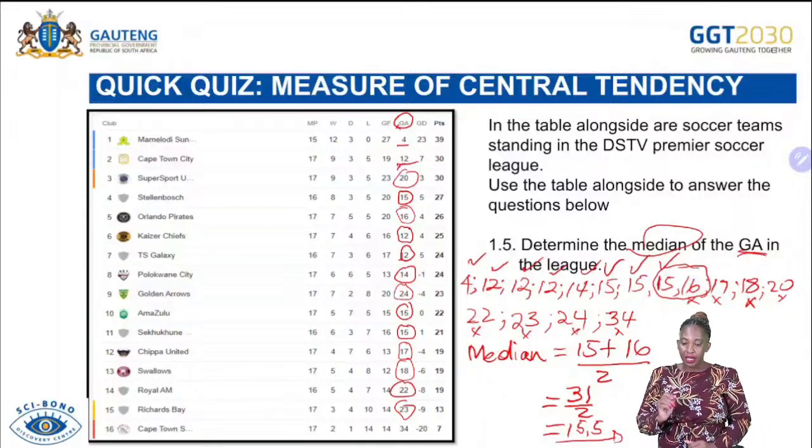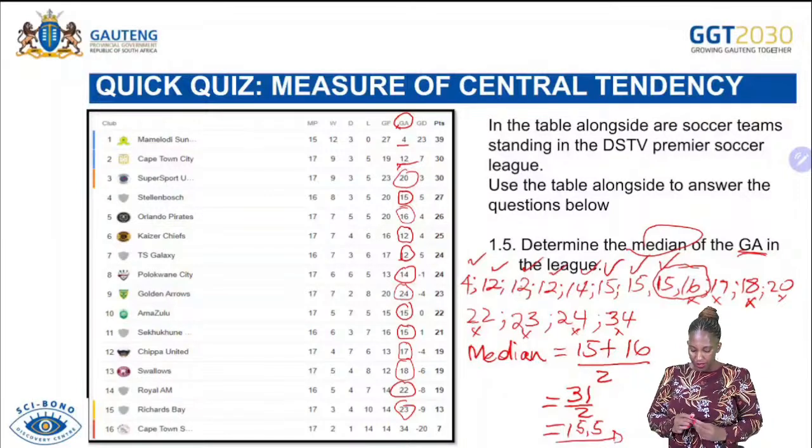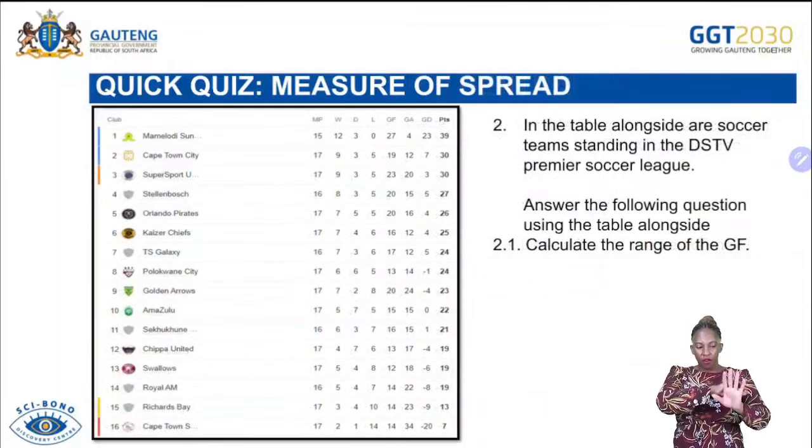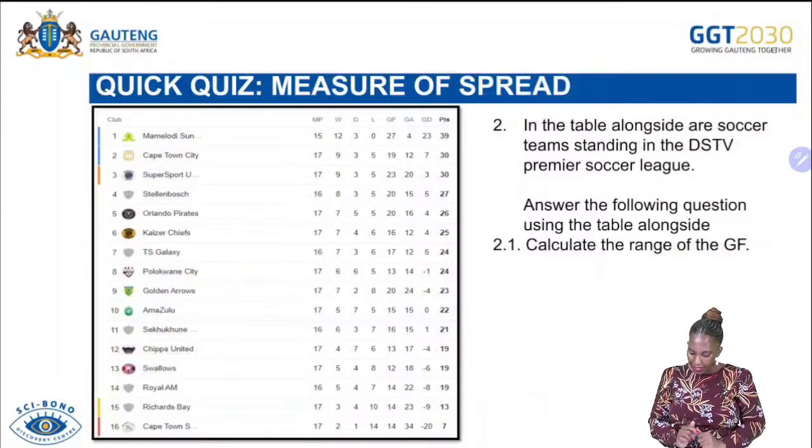So boys and girls, remember when I was demonstrating the median, I said if the data set is even, we divide it into 2 equal parts, from the smallest one to the middle, and then from the first one on the other side up until the last one on the right hand side.